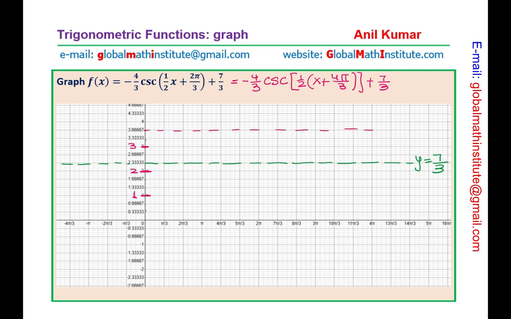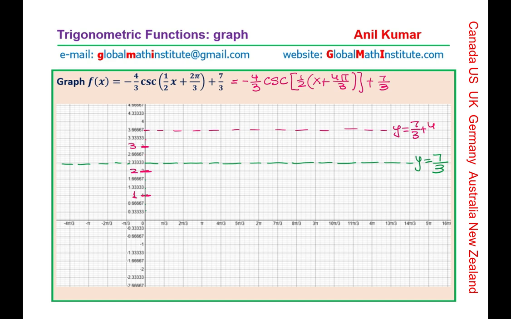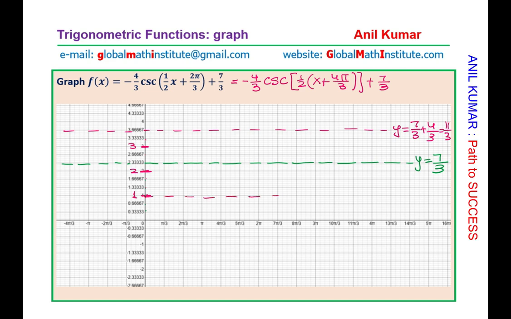So maximum is this, right? Which is y equals 7 by 3 plus 4 by 3. Let me write 11 by 3. Is that clear? Similarly, the minimum will be 4 thirds below this, right? 1, 2, 3, 4 at 1. You see how easy it is? We are not really calculating the values. Okay, so this is y equals 7 by 3 minus 4 by 3, which is equal to 1. Is that clear to you? So we know the maximum and minimum.